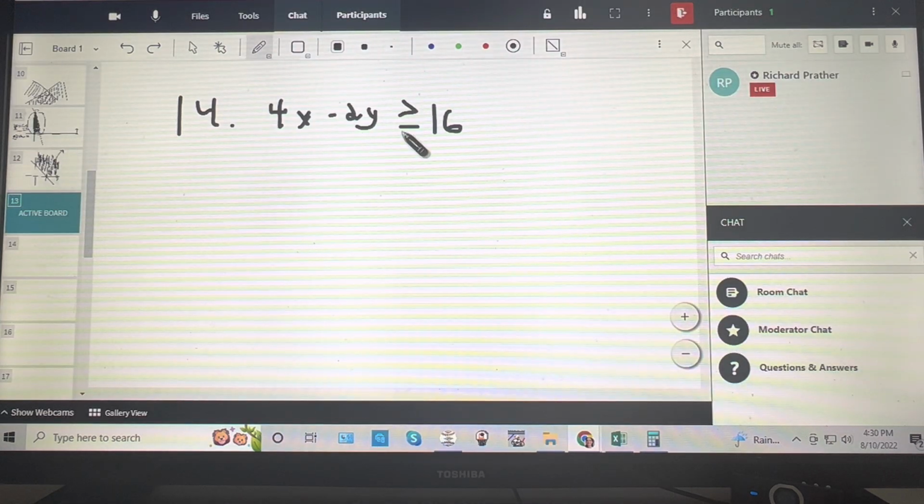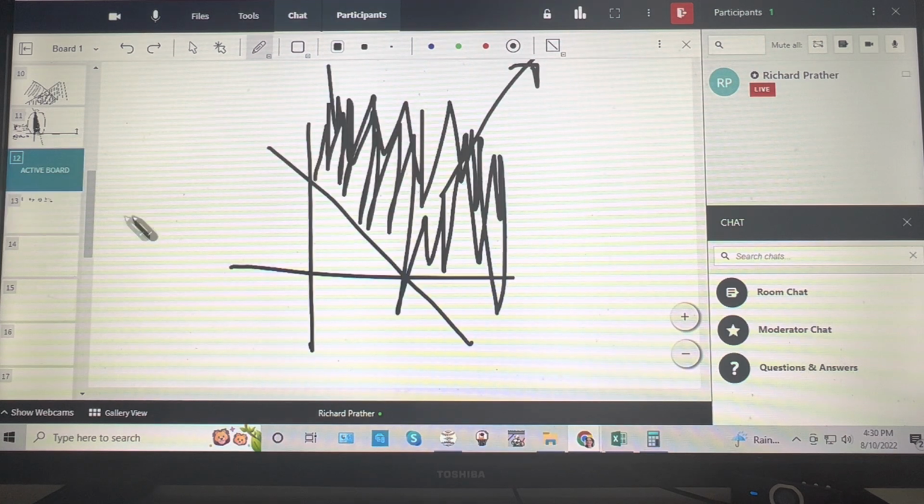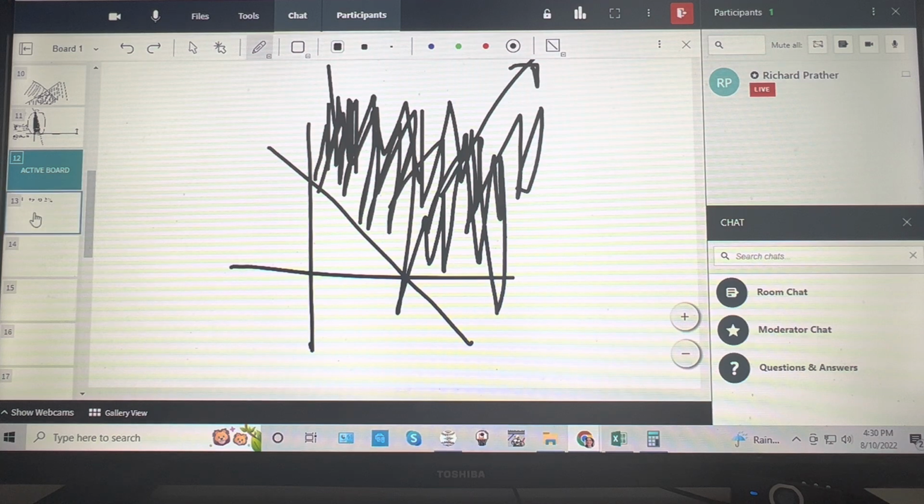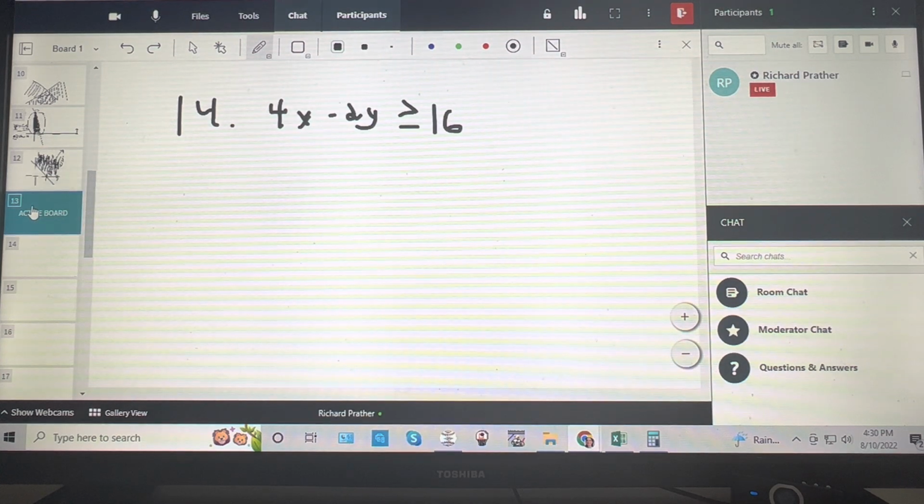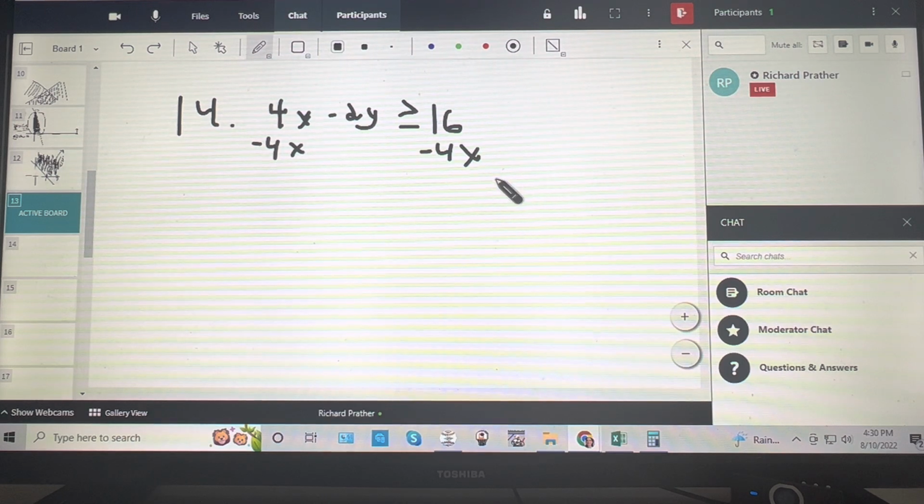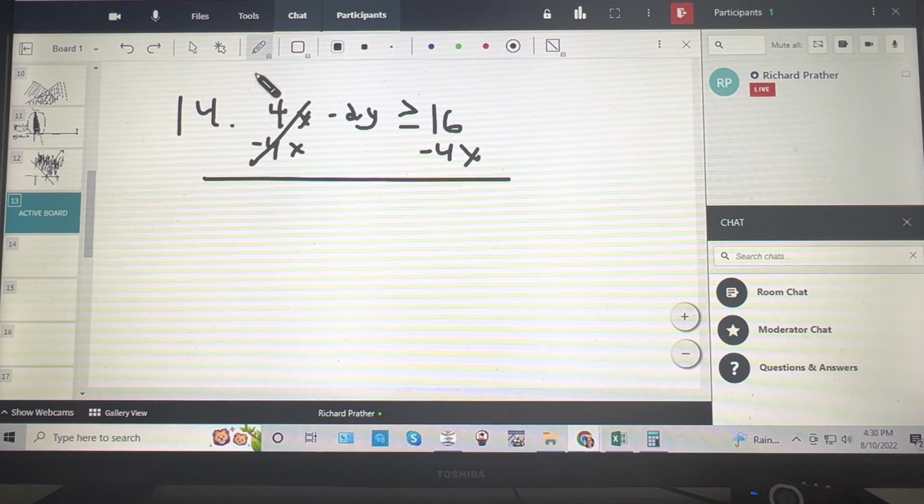You might see this greater than or equal to and think, okay, greater than or equal to is this. Normally it is. But you got to be careful if maybe it's going to flip before you get to that point. So I got to get the y by itself first before I decide that. That's why the intercept method isn't always the best method. It can trick you on problems like this. So minus 4x, negative 2y is greater than or equal to negative 4x plus 16.